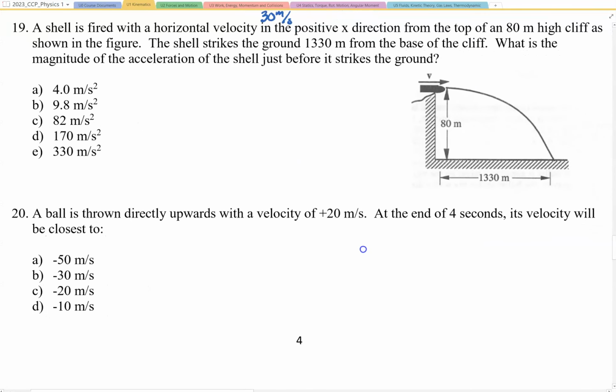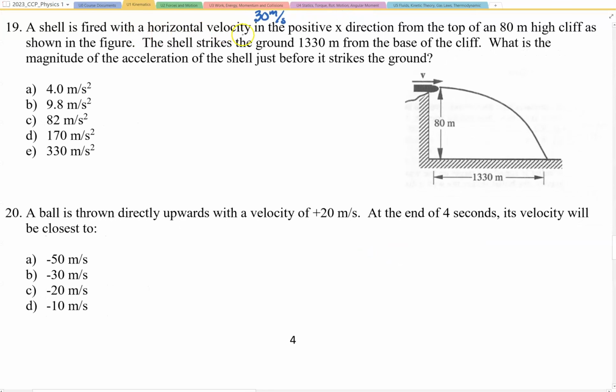So in number 19, we've got an artillery shell that's fired with a horizontal velocity in the positive x direction at the top of an 80-meter high cliff. The shell strikes the ground 1,330 meters from the base of the cliff, and our question is, what's the magnitude of the acceleration of the shell just before it strikes the ground? So we might be thinking, well, the shell is going to impact at an angle, and that would be fine to recognize, and this angled impact is going to be the result of the horizontal vector and vertical vector.